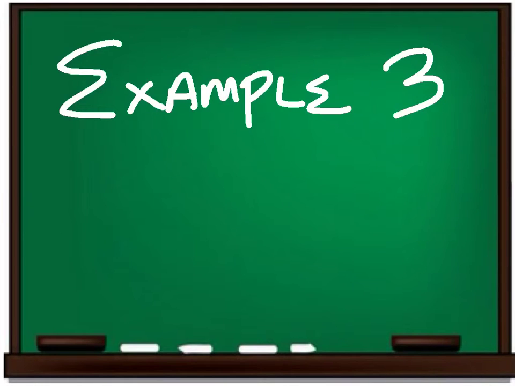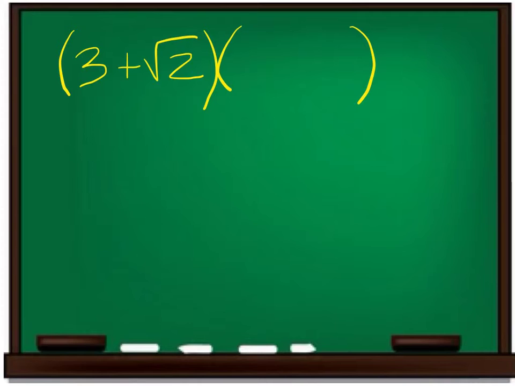Here is example 3. In some of the problems we did earlier in the week, you had to do the following. For example, if you had 3 plus the square root of 2 on the bottom of a fraction, you had to multiply by what? 3 minus the square root of 2. So in other words, you had to create a difference of 2 squares.